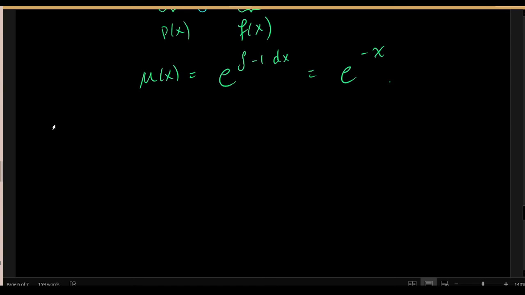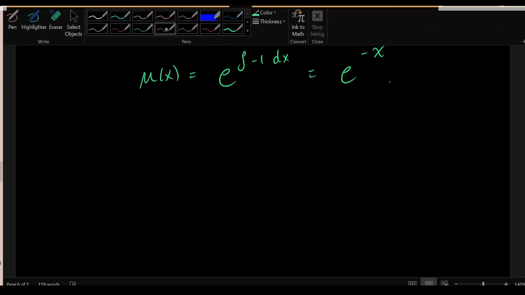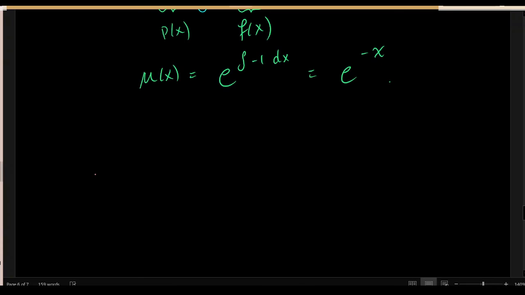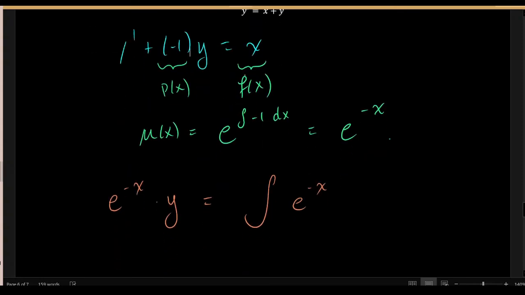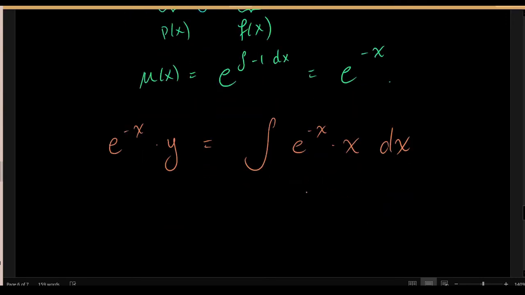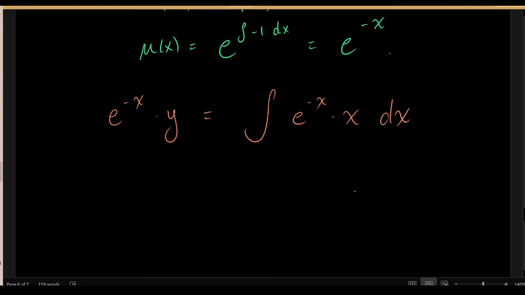So now that that's done, I'm going to set up the equation u of x times y, so e to the minus x times y, must be equal to the integral of u of x, e to the minus x, times x, which is the function f of x in our problem. Now let's go ahead and evaluate this integral on the right-hand side.